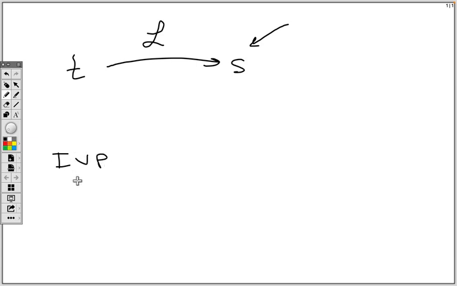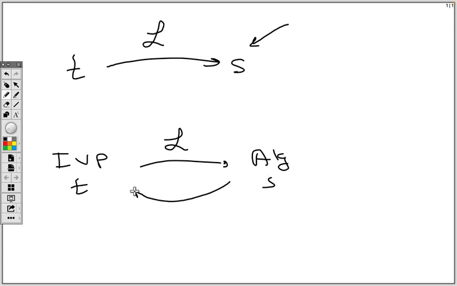We'll take an initial value problem in the time domain, and then we'll Laplace it over, and we'll get an algebraic problem in the s domain, and then we'll solve it here, and then we'll want to bring it back. And so the way we're going to bring stuff back is with the inverse Laplace transform, right? So in the same way that integration and differentiation are inverse processes, Laplace and inverse Laplace are inverse processes.